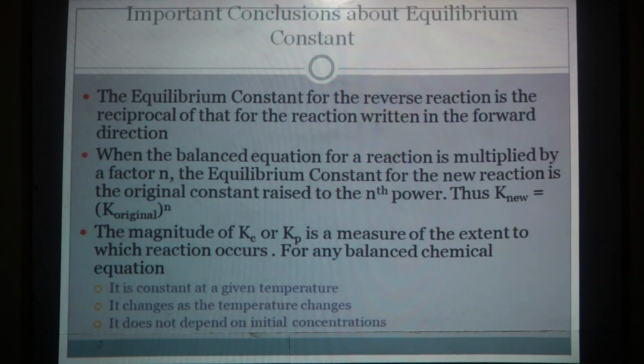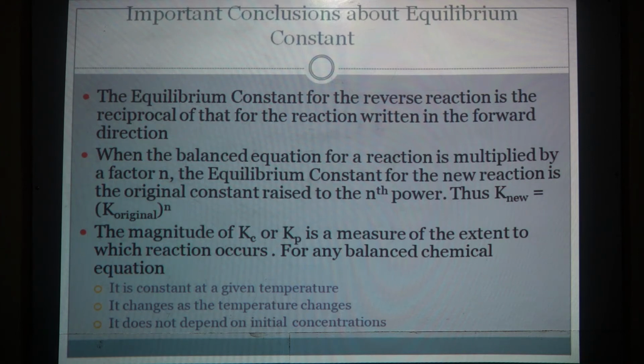Important conclusions about equilibrium constant. The equilibrium constant for the reverse reaction is the reciprocal of that for the reaction written in the forward direction. When the balanced equation for a reaction is multiplied by a factor n, the equilibrium constant for the new reaction is the original constant raised to the nth power. Thus, K new is equal to K original raised to n.